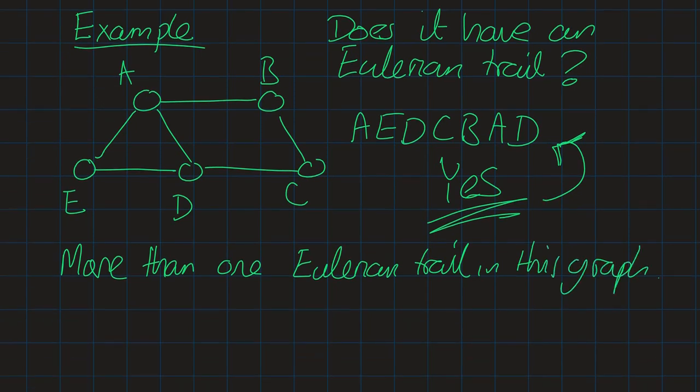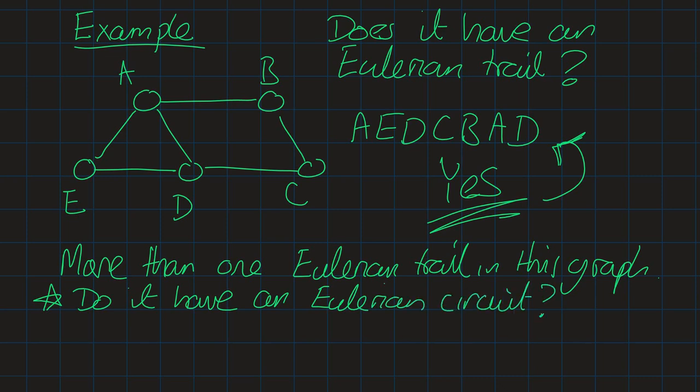Well, how about another question? Does it have an Eulerian circuit? Is it possible to use every edge and return to where you started? Well, this is a much harder question, whether this graph has an Eulerian circuit, and you can try it yourself. Try and find one, or try and convince yourself that there isn't one. But I'm not actually going to tell you the answer in this video. You're going to have to try and work it out for yourself. That's the end of this video.